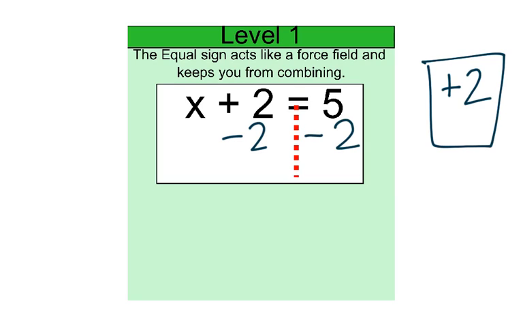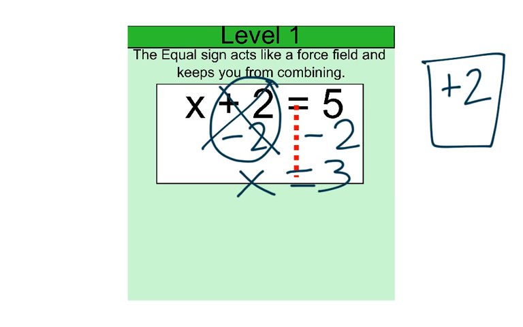And so what we're going to do is we're going to do the same thing to both sides of the equation. Hey, what is a positive 2 minus 2? Hopefully you realize that's 0, and so it cancels out. What is 5 minus 2? Hey, it's 3. I'm left with only an x on this side, and I'm able to get that x equals 3. So that little force field, or the fence, keeps you from combining like terms.